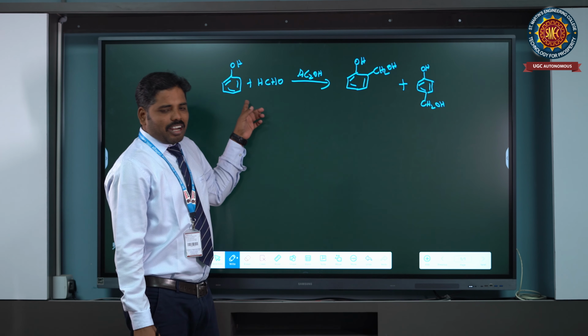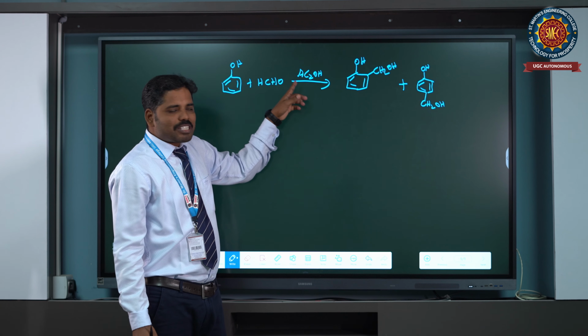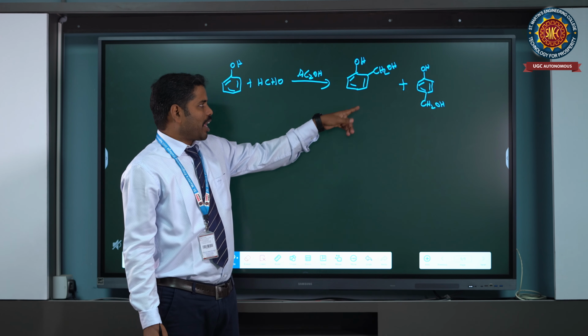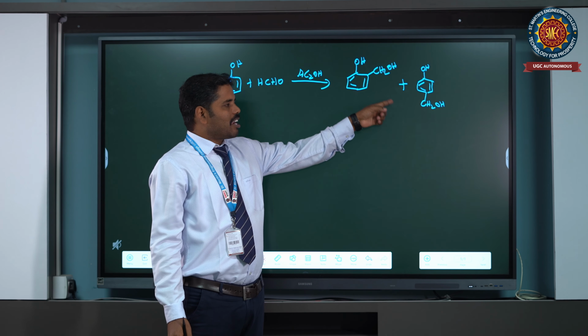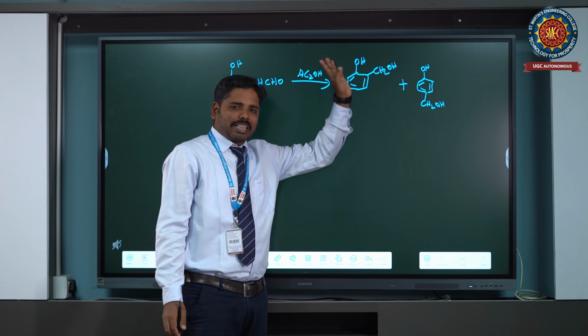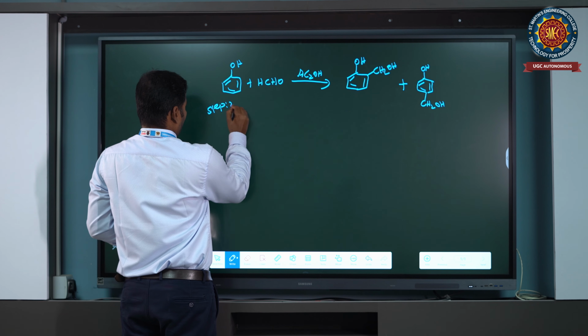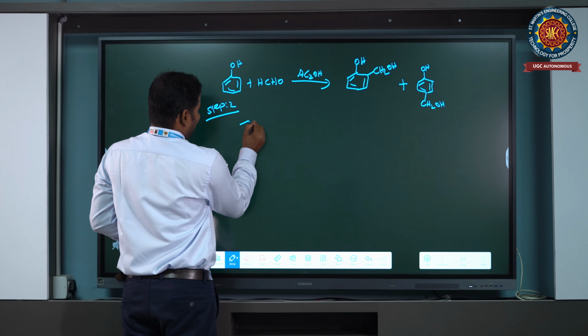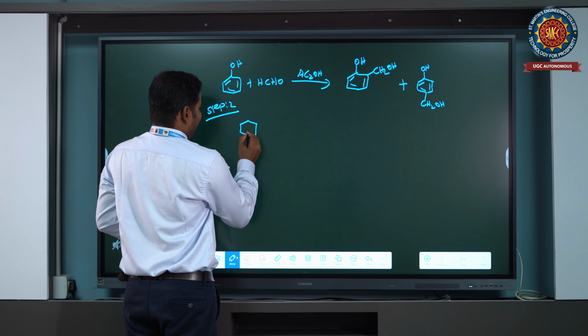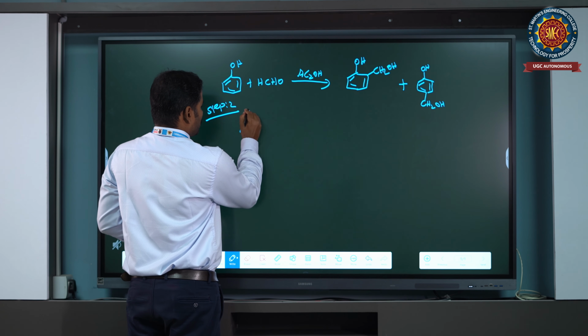First step, phenol reacts with formaldehyde in the presence of acetic acid. 2 types of product: one is the second position methylol phenol, another one is the fourth position methylol phenol. Next step, step 2. Methylol phenol again reacts, through condensation reactions, with removal of water molecules.